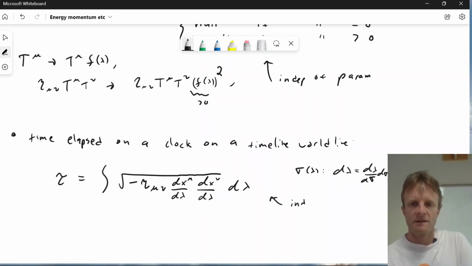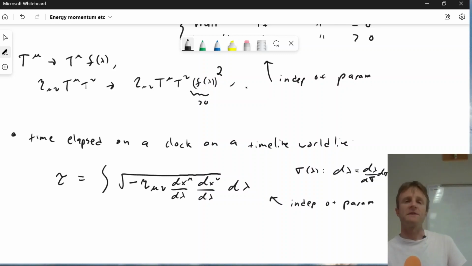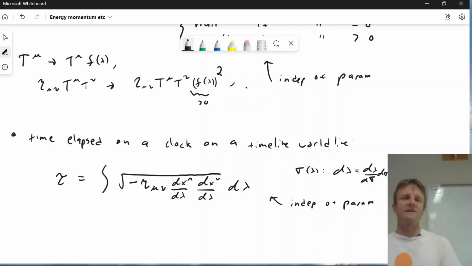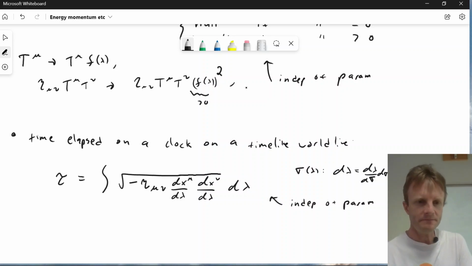Good. I mean, this would be a disaster if it weren't, right? Because this is supposed to be directly measurable. This is supposed to be wristwatch time on that curve. So if it depended on how you parameterize the curve, you'd have to retract your paper claiming it was the formula for wristwatch time, without even having experiments done. Like, it just wouldn't make sense.